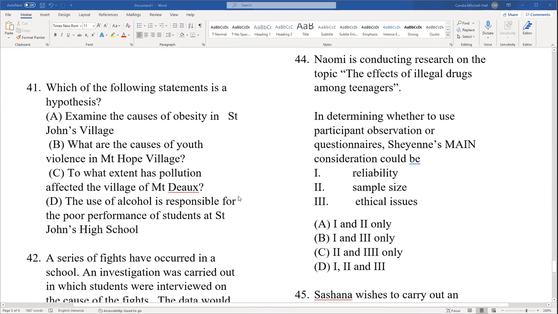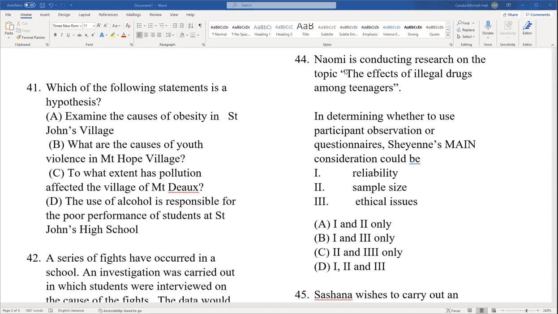44. Naomi is conducting research on the topic, the effects of illegal drugs among teenagers. In determining whether to use participant observation or questionnaires, her main consideration could be 1, reliability, 2 sample size, and 3 ethical issues. Which one is it? I know so that all of them. It is all of them, which is D.